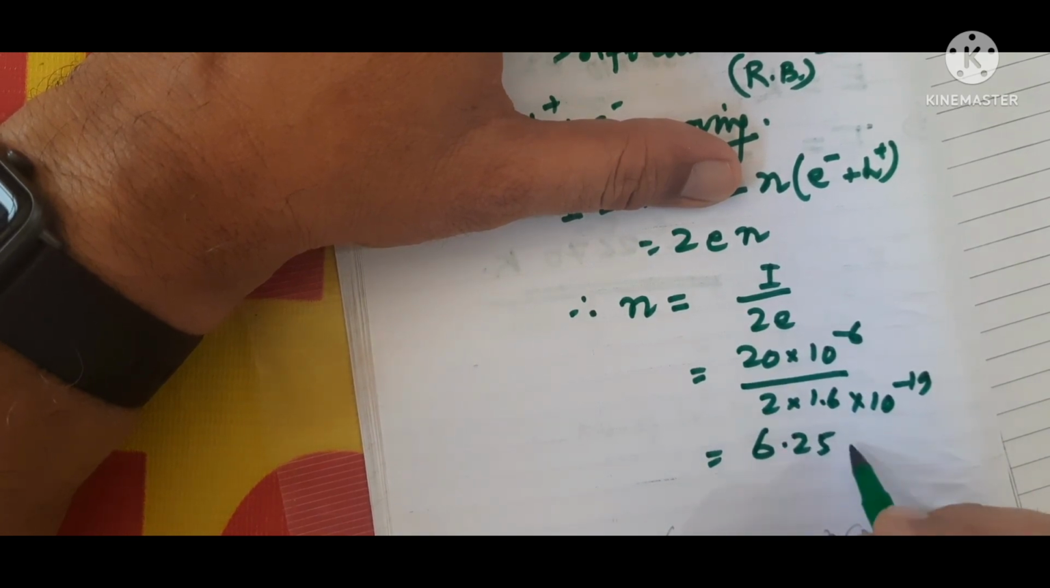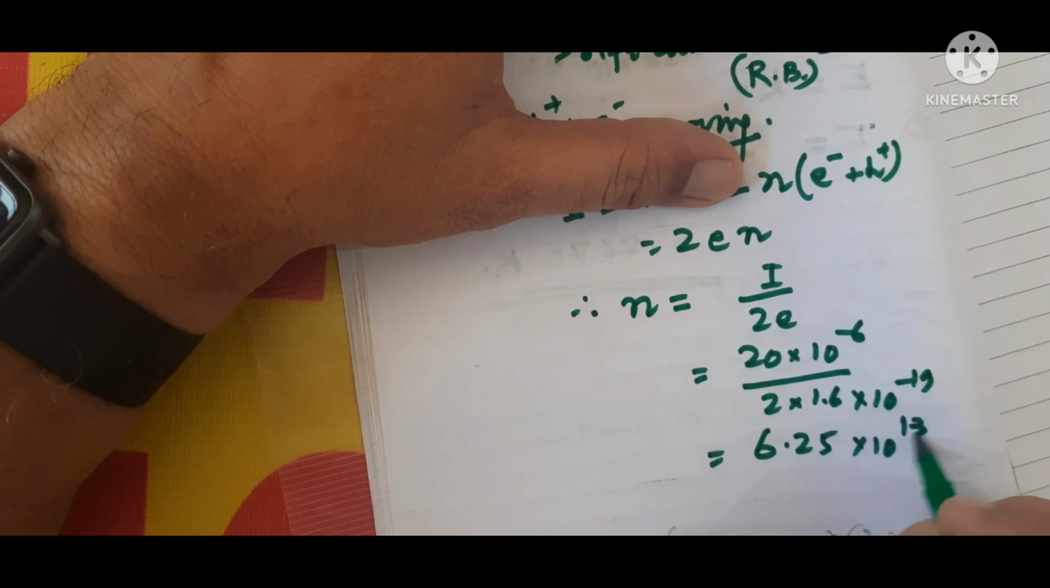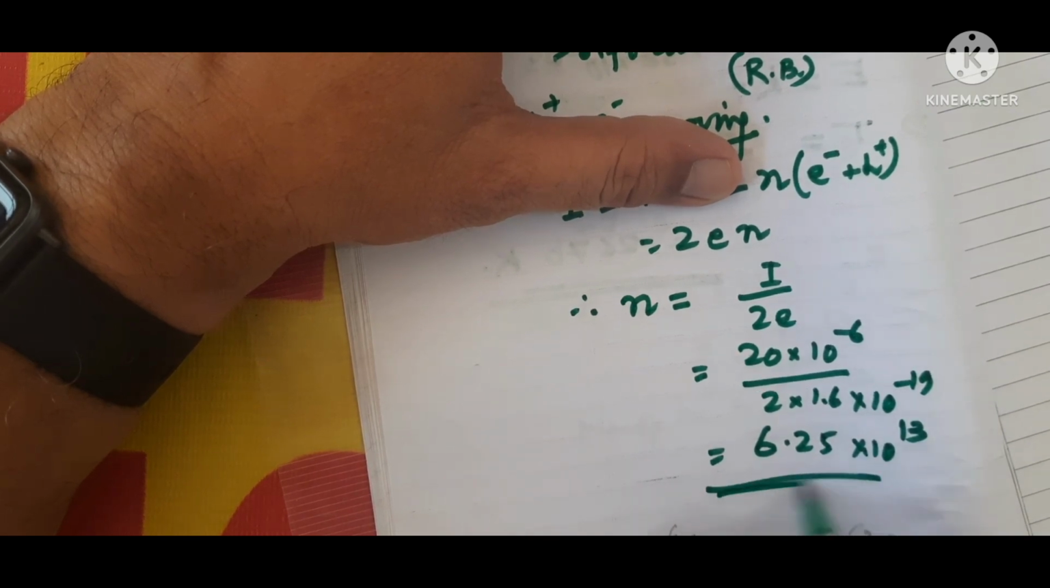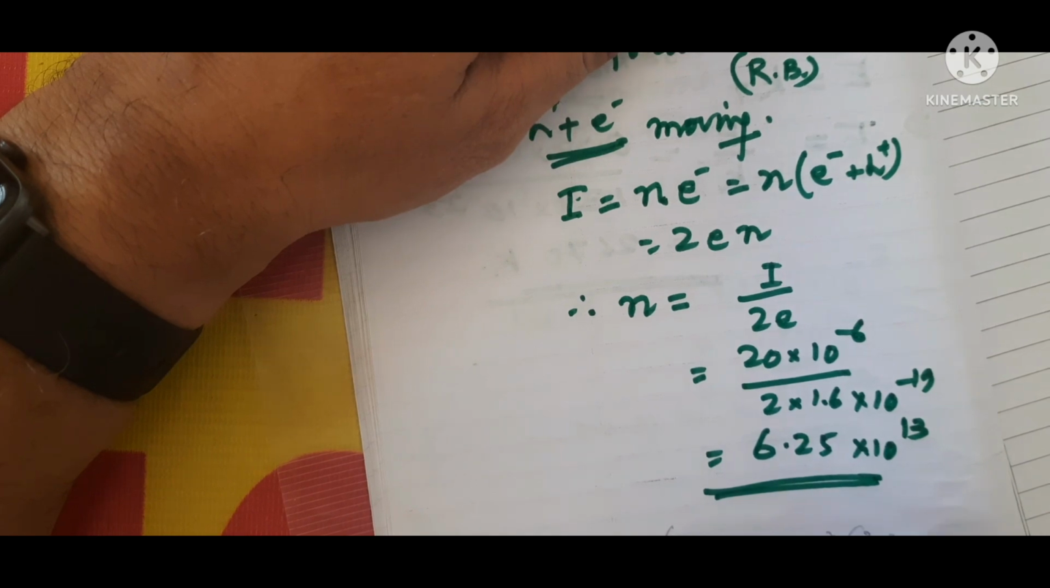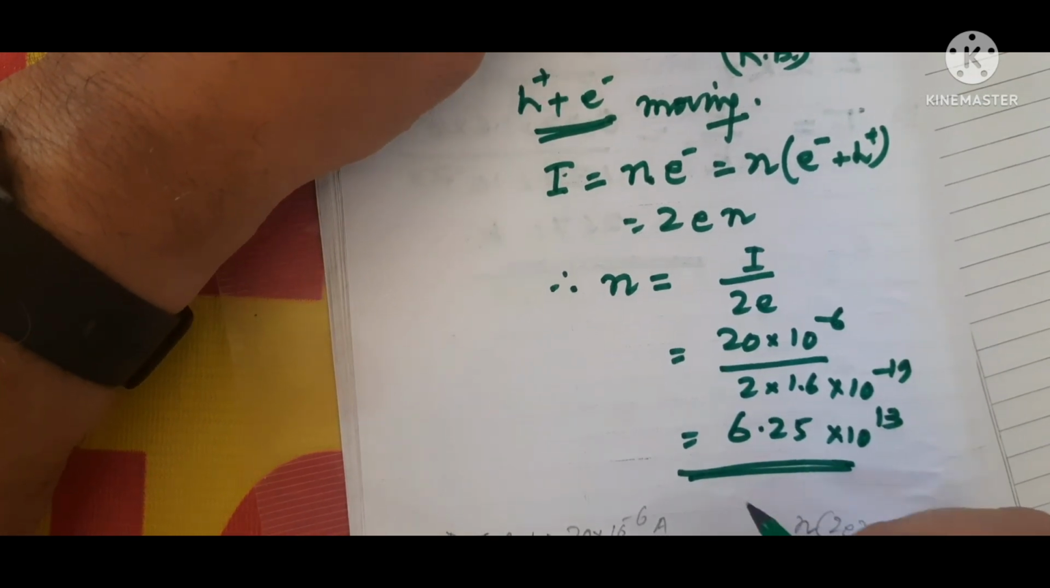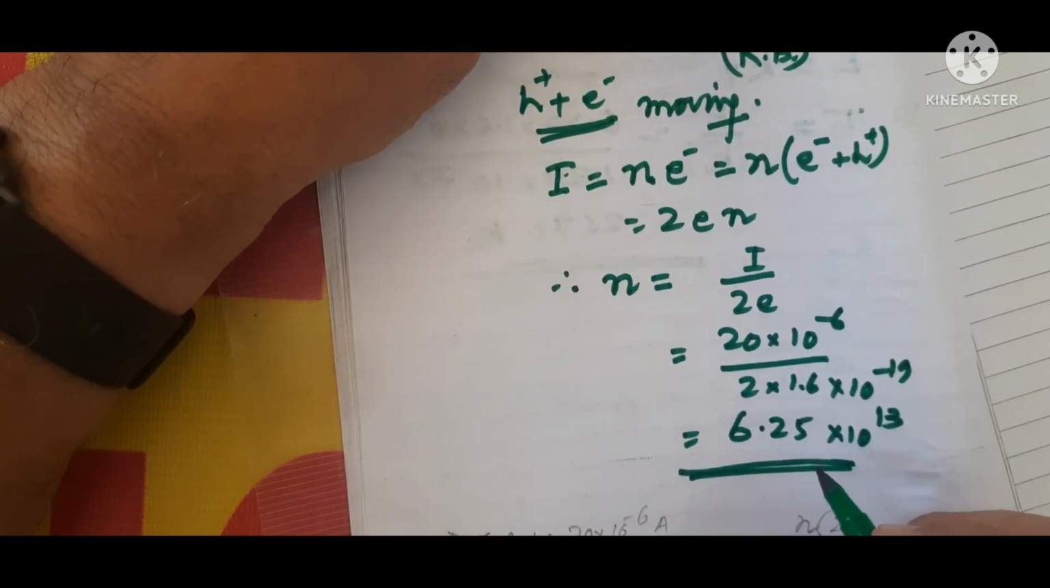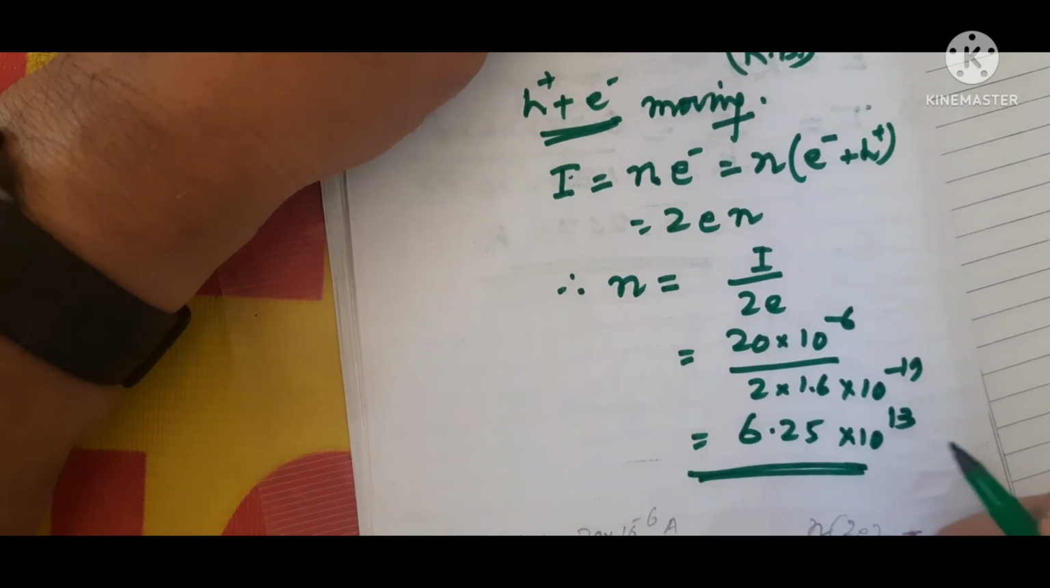6.25 into 10 to the power 13. That should be your answer.